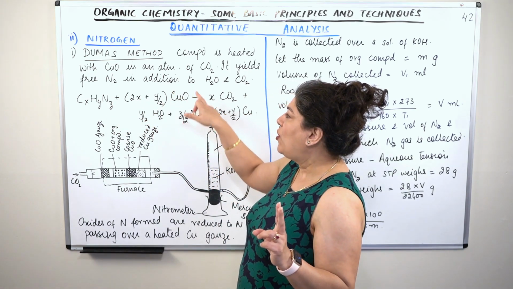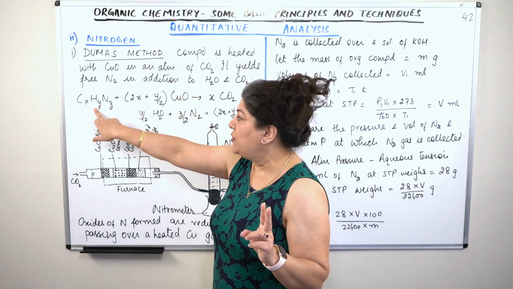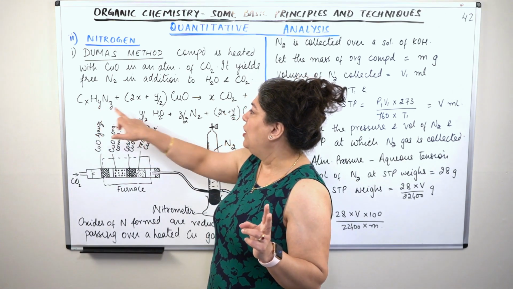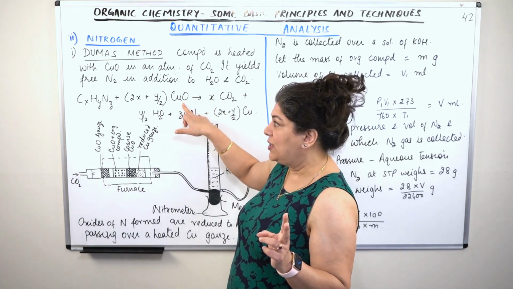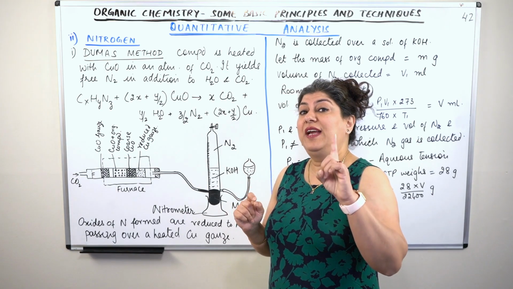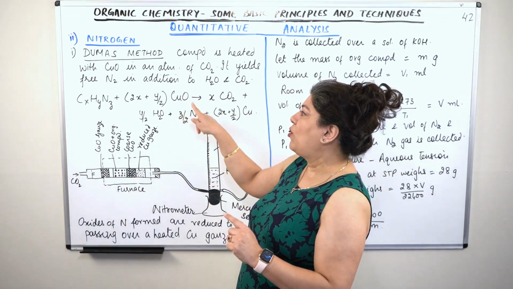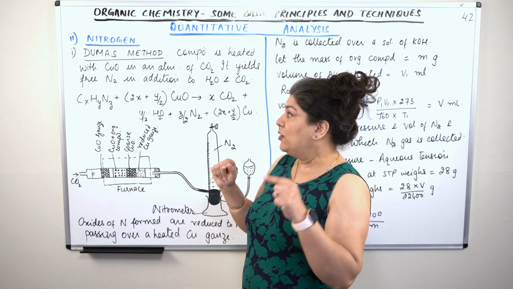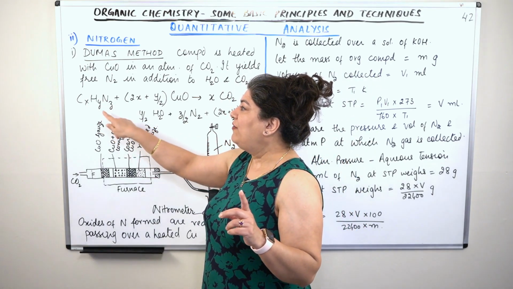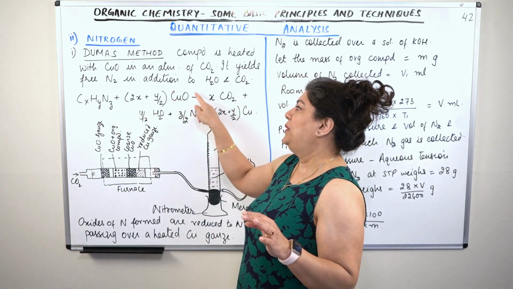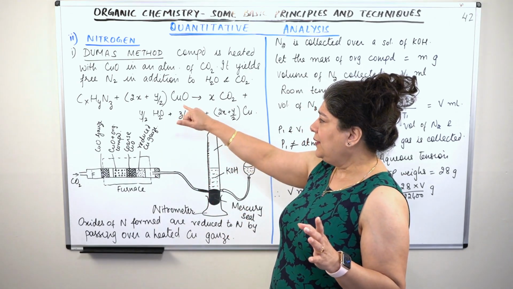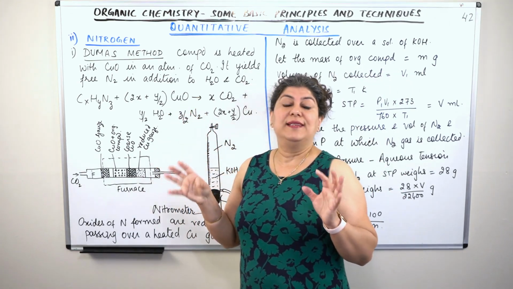Therefore, for the balanced chemical equation, in order to oxidize hydrogen, the number of copper oxides would be y by 2. And if there are x number of carbon atoms, then every carbon atom is going to get 2 oxygens from copper oxide to form carbon dioxide. So 2 times x plus half of y number of oxygens should be there in copper oxide in order to balance the chemical equation. This is theoretically balancing the equation.